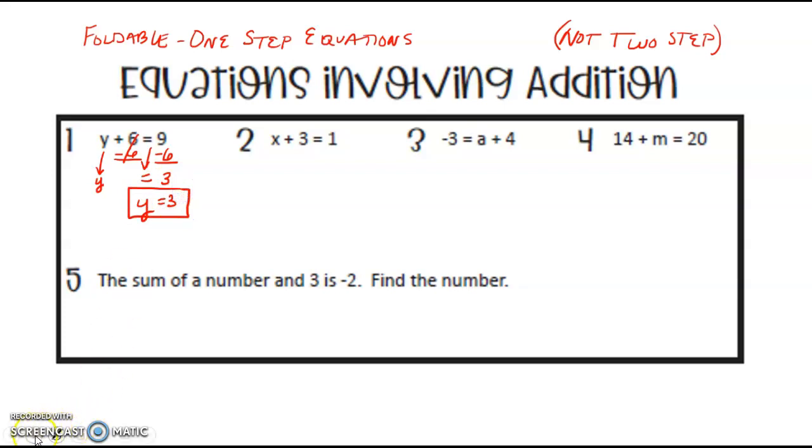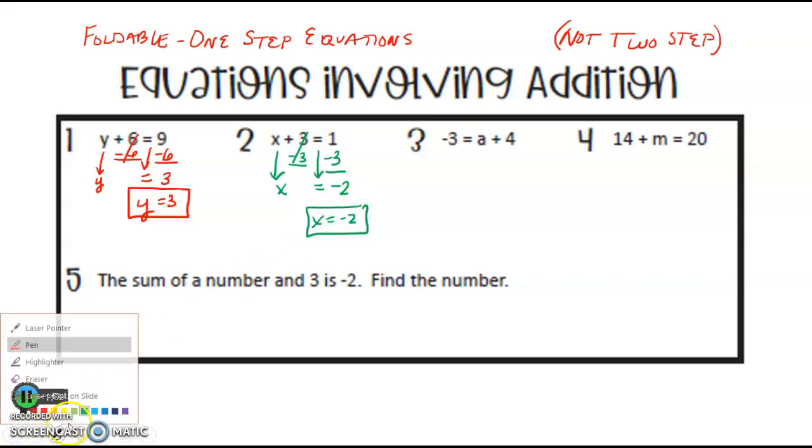We change colors here. Okay, so I have x plus 3 is equal to 1. So I need to undo this plus 3 by subtracting 3. My x comes down. Plus 3 minus 3 is nothing. My equals comes down. 1 minus 3 is negative 2. So I have x is equal to negative 2.